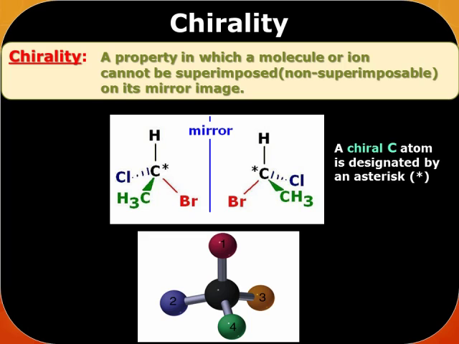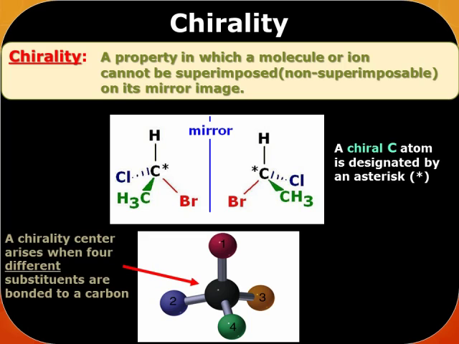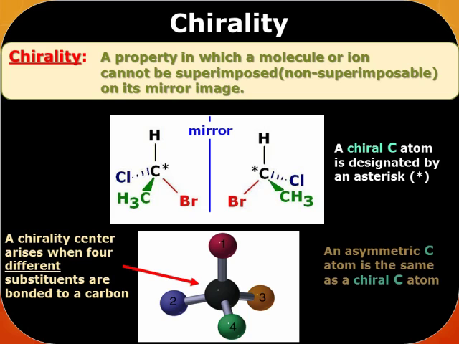1, 2, 3 and 4. That means it is a chiral center. A chirality center arises when 4 different substituents are bonded to a carbon. Right? That means all the 4 species or groups must be different from each other. If any 2 or 3 are similar or identical, then it will have symmetry and will not possess any chirality. Right. That means the central carbon should be asymmetric.